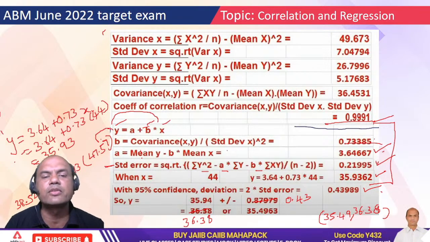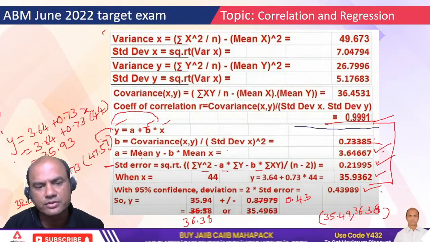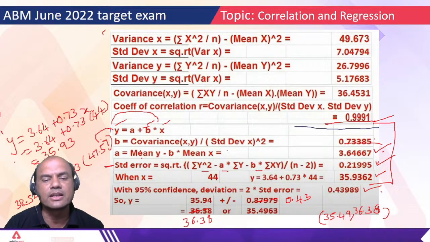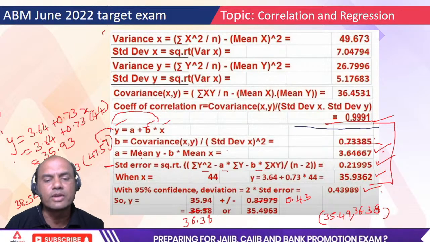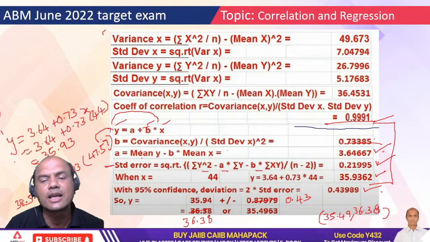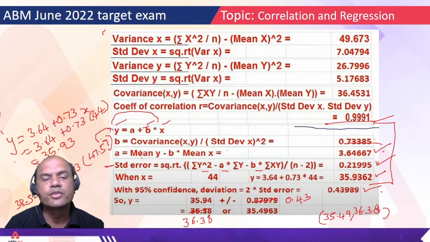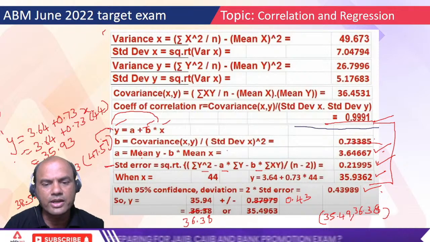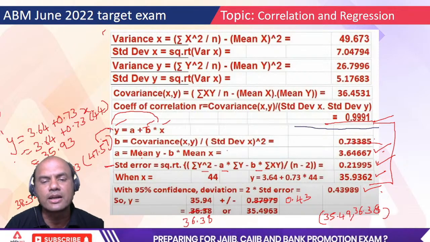Remember the 68, 95, 99 rule. I have taught it in various videos, kindly follow those videos also. What is 68? 1 psi. What is 95? 2 psi. What is 99? 3 psi. Psi means standard error. So with 95% confidence, I have to get 2 standard errors.